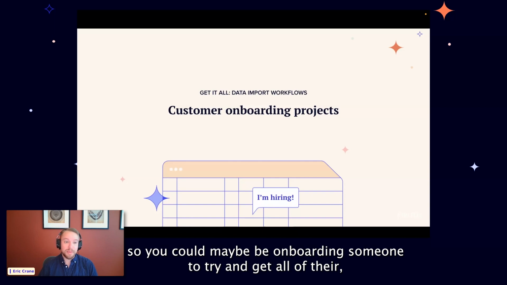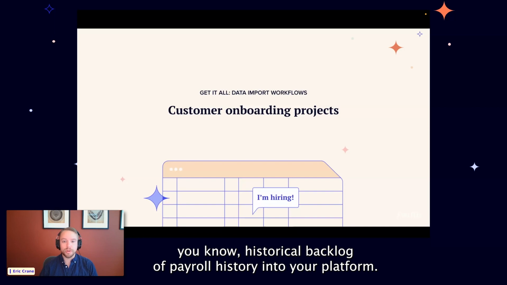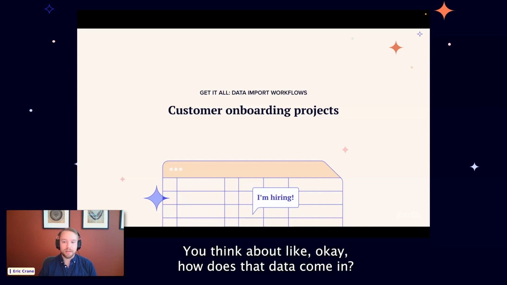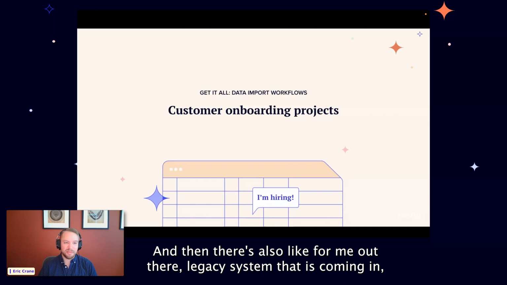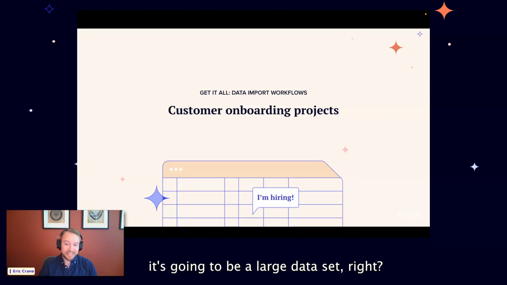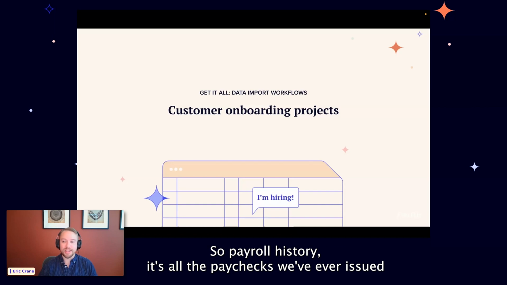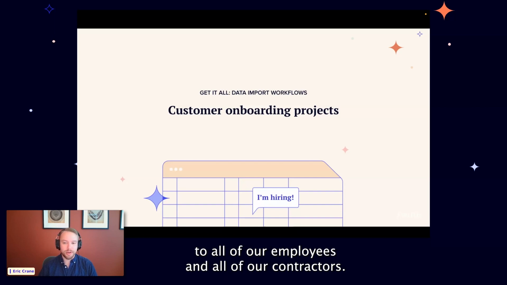So you could be onboarding someone to try and get all of their historical backlog of payroll history into your platform. You need to think about how that data comes in. Well, it comes in a PDF format, and then there are also 3 other legacy systems it's coming in from. It's going to be a large data set, right? It's payroll history. It's all the paychecks we've ever issued to all of our employees and all of our contractors.